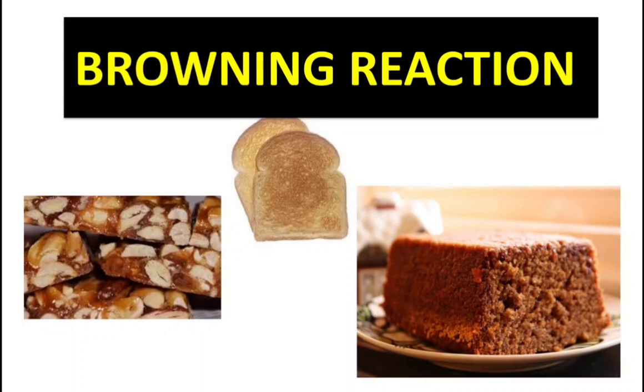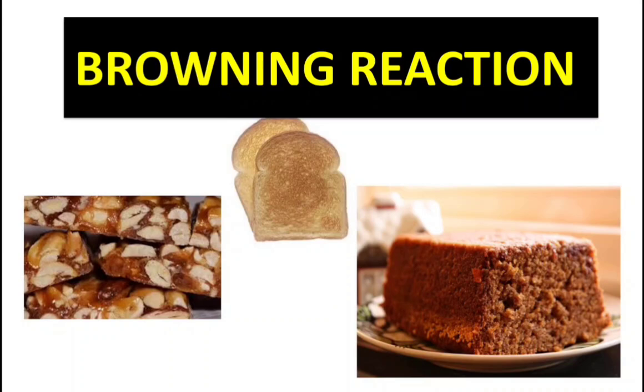Browning of food is a process in which the color of the food changes due to a chemical process. This browning of food is desirable, for example in the caramelization of sugar. What it basically does is impart flavor to different food items.